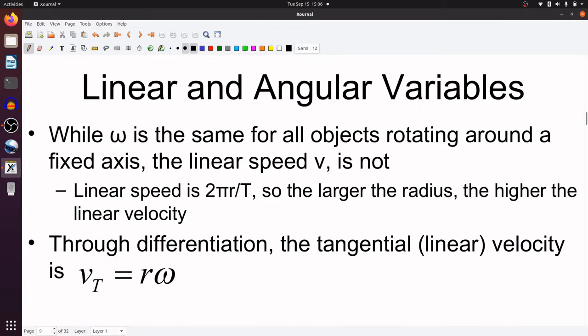Linear and angular variables. While your angular velocity is the same for all objects rotating around a fixed axis, as I mentioned earlier, the linear speed, as I also mentioned earlier, is not. We know that linear speed from chapter 5 is v equals 2 pi r over t. So the bigger your radius, the higher the linear velocity, which means the closer you are to the equator, where you circle in larger, you're going to have a higher linear velocity.